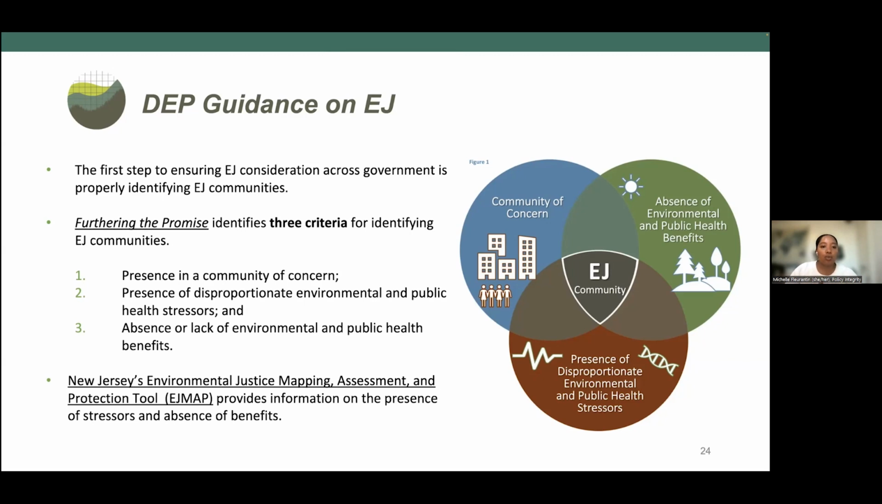There's also a tool called the Environmental Justice Mapping Assessment and Protection Tool, also known as EJMAP, that provides information on the presence of stressors and the absence of benefits across the state. So you can use this tool as well to try to get a feeling of the environmental justice conditions across the state.